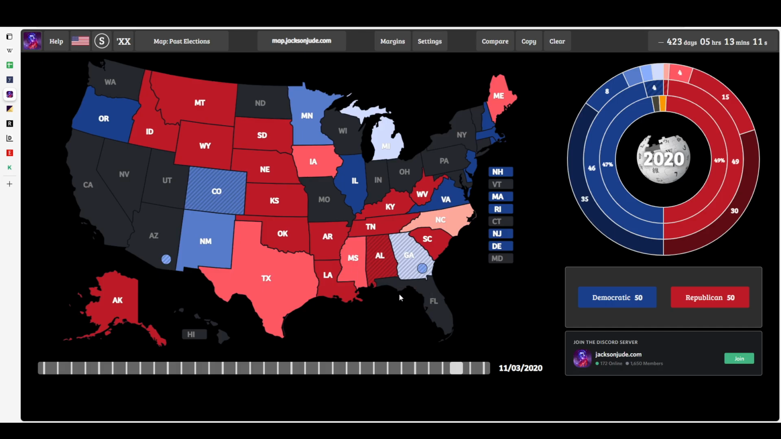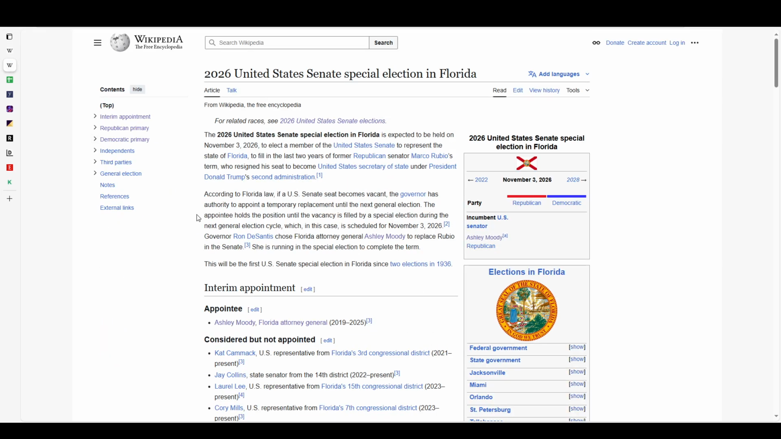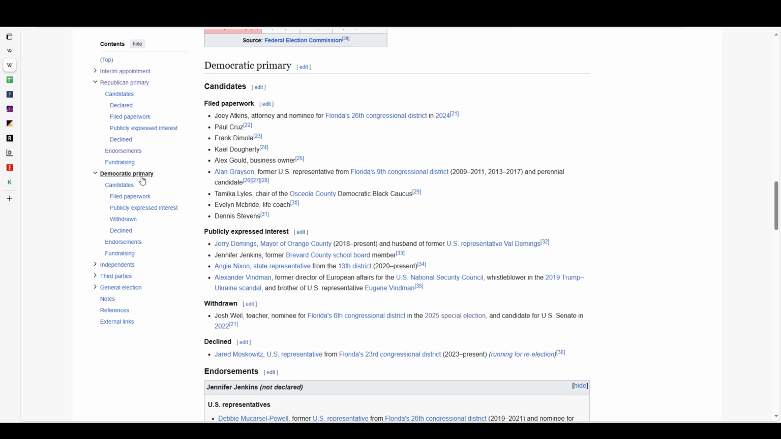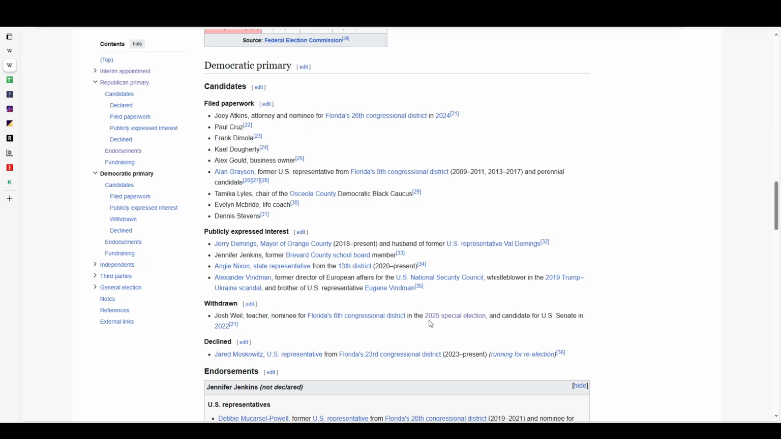This is mostly because of the unelected incumbency status here of Ashley Moody, but generally, there are no real strong candidates here. Unfortunately, Josh Weil did have to withdraw. He probably would have been the strongest candidate they had. He did relatively well in the 6th congressional district in the special election there. Now, they don't really have many candidates here that are going to have anything strong.